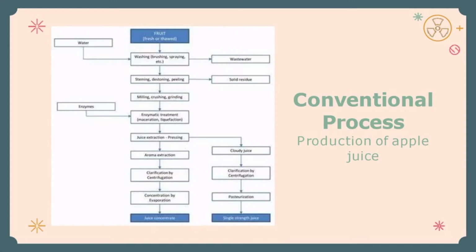In this process, it will have 2 outcomes, which are aroma extraction and cloudy juice. The aroma extraction will be clarified by centrifugation. Then, it will have a concentration process by evaporation. Then lastly, it will become a juice concentrate. For the cloudy juice, it will have a clarification process by centrifugation. Then, it will continue with pasteurization. Then, it will become a single strength juice.